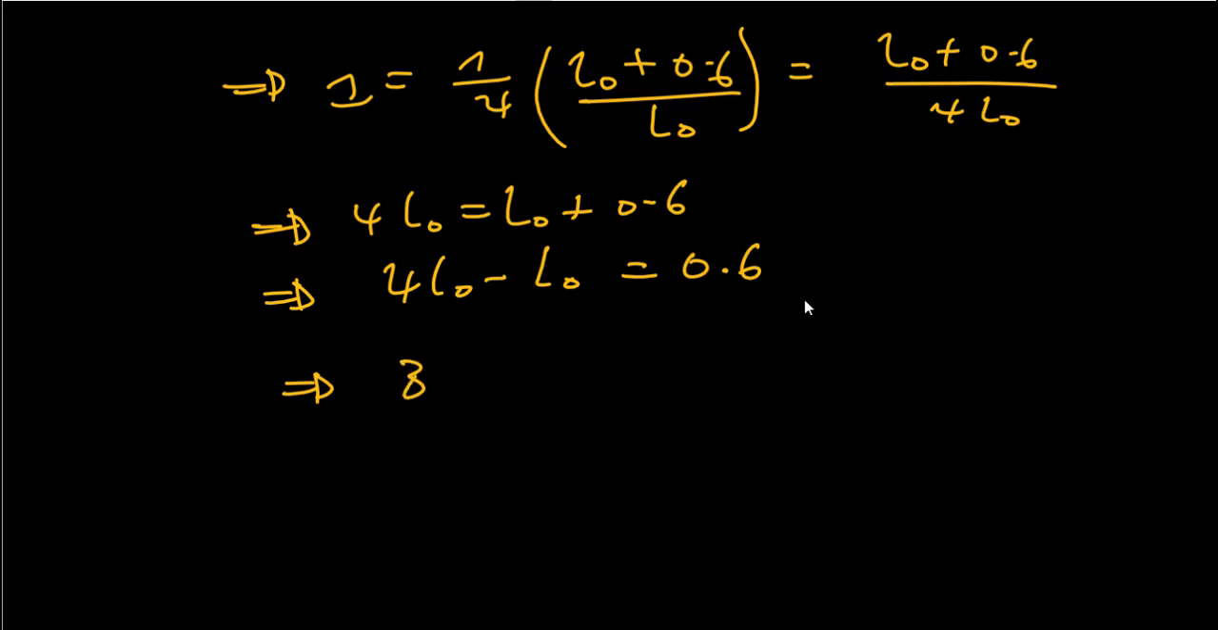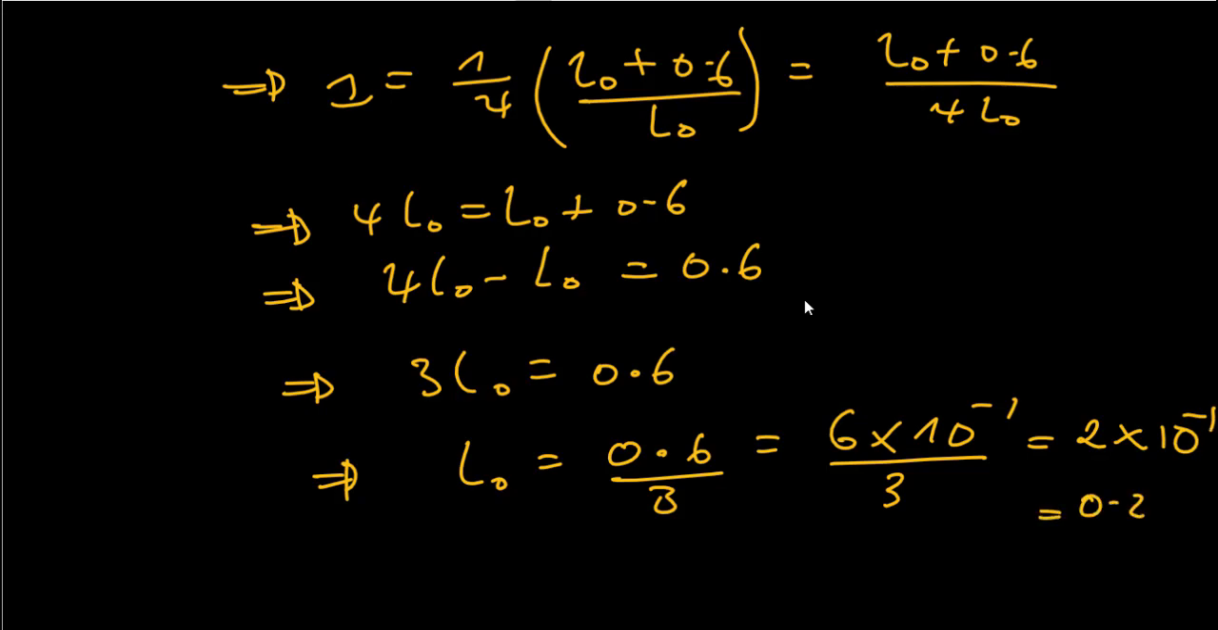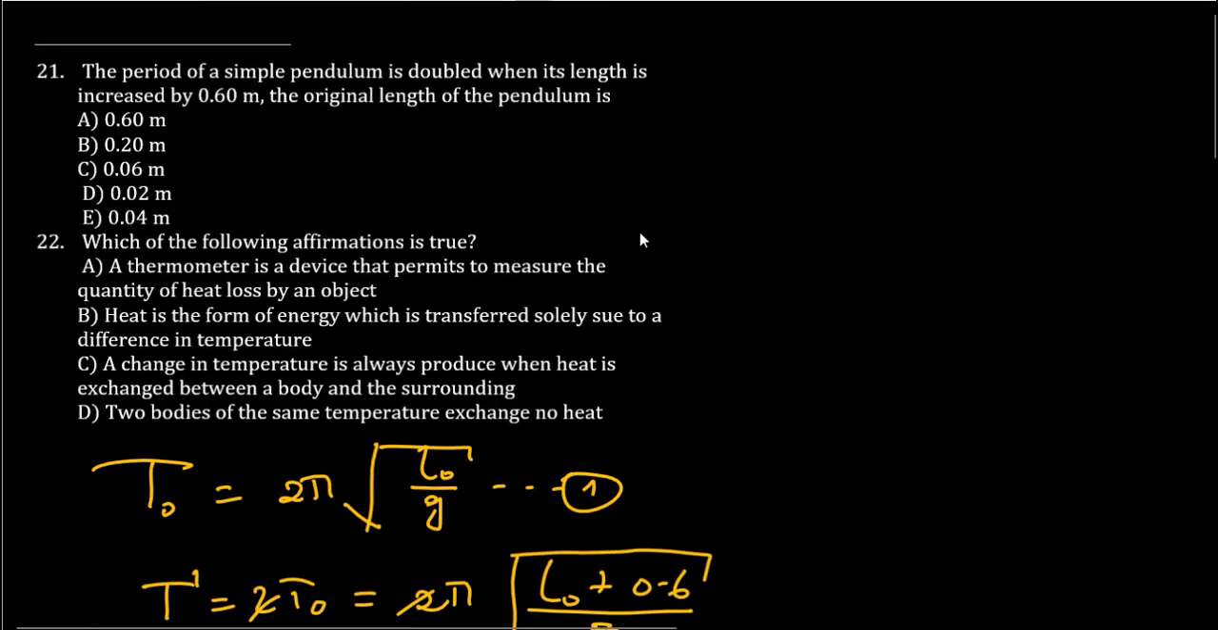So this means I get 3L naught will be equal to 0.6, from where L naught will be equal to 0.6 divided by 3, which is 6 times 10 to the negative 1 divided by 3. So that will be 2 times 10 to the negative 1. So the correct answer is 0.2 meters. So the correct option is B.